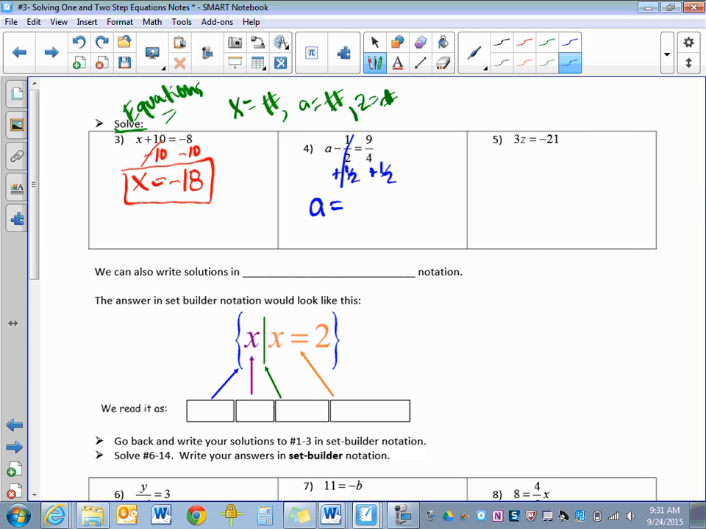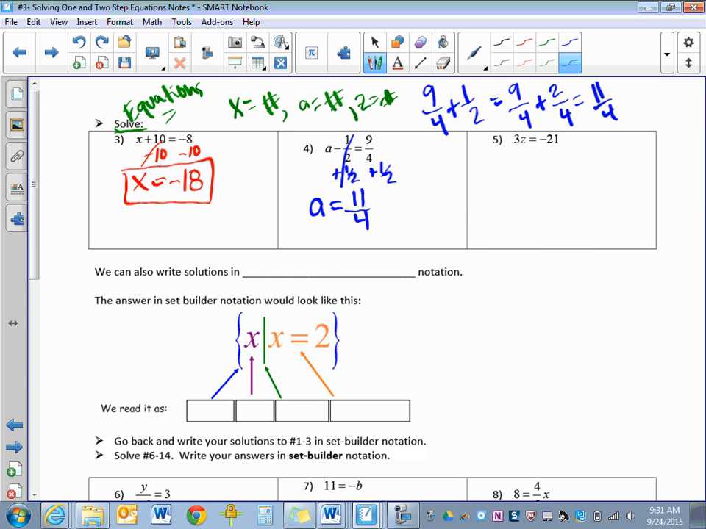Now 9/4 plus 1/2. I'm going to do this up at the top here. Well, 1/2 is the same thing as 2/4, right? So 9 plus 2 is 11/4. You can use your calculator to help you out with that. And a is equal to 11/4.